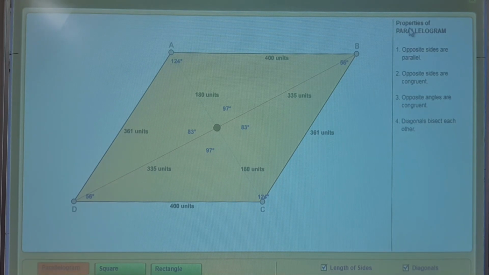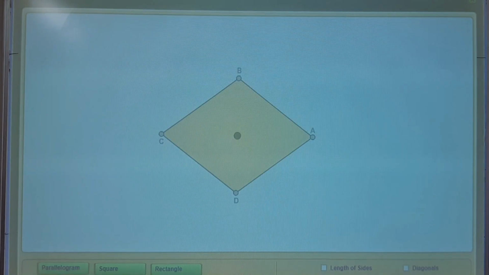You must write the properties in your notebook. Opposite sides are parallel, opposite sides are congruent, opposite angles are congruent. Congruent means equal. Diagonals bisect each other but not at 90 degree. That is why it is not perpendicular bisector, just simply bisect each other only. Understood? And then next is rhombus.